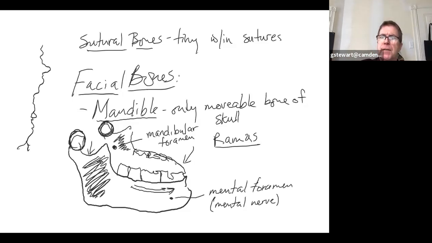This pointy process here is called the coronoid process. And it creates this valley called the mandibular notch. These are all areas for musculature attachment.